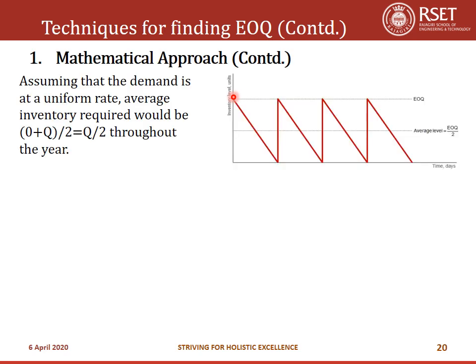So what we're trying to prove here is, let's look at this graph. Assuming that the demand is at a uniform rate, the average inventory required would be 0 plus Q by 2, that is Q by 2 throughout the year. When the inventory level is maximum, the demand would be 0, and when the order quantity is 0, demand would be maximum. So we are assuming that the average inventory required is an average between these two values, 0 plus Q by 2, that is equal to Q by 2 throughout the year.